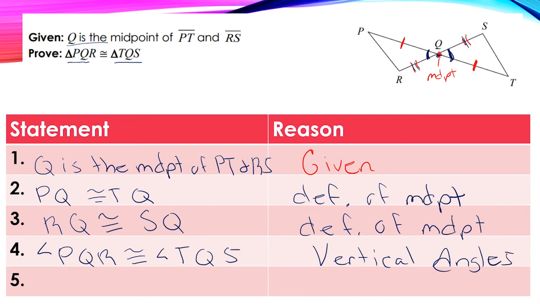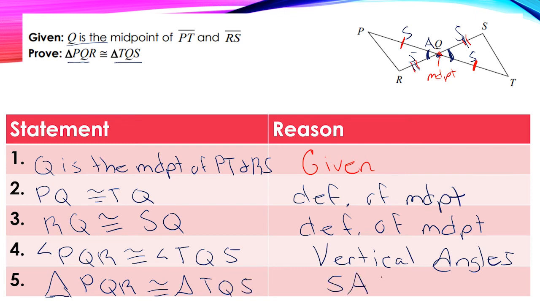Do we have enough information? So let's see. We have a pair of congruent sides, congruent angles, and another pair of congruent sides. So these triangles are also congruent by side angle side. So our last statement is to just write that triangle PQR is congruent to triangle TQS, and that is because of the side angle side theorem.